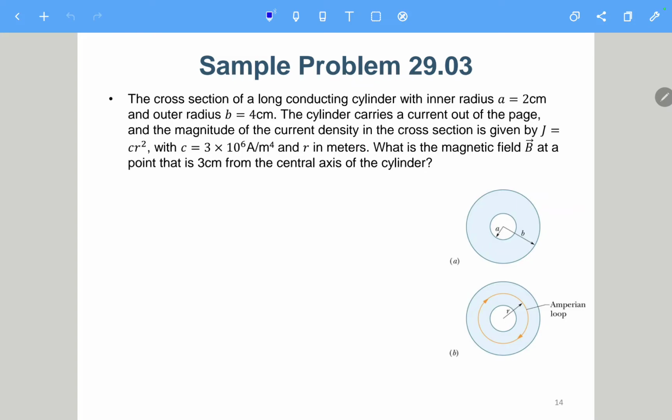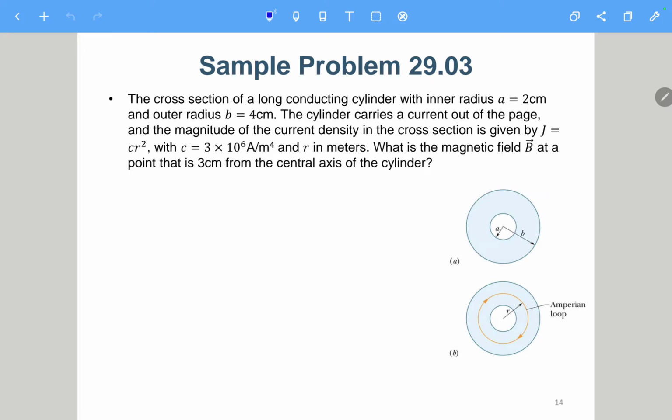Okay, so here we have a sample problem. It says the cross-section of a long conducting cylinder with inner radius a and outer radius b. The cylinder carries a current out of the page, and the magnitude of the current density in the cross-section is given by J to be this expression with c and r in meters. What is the magnetic field at a point that is 3 centimeters from the central axis of the cylinder? So this is not a perfect circle, it is hollow inside.